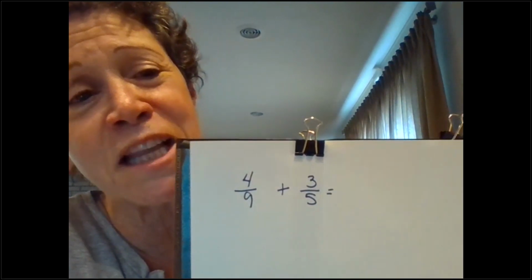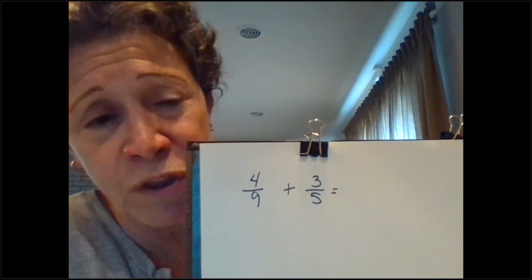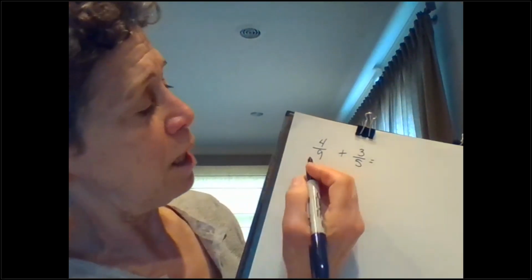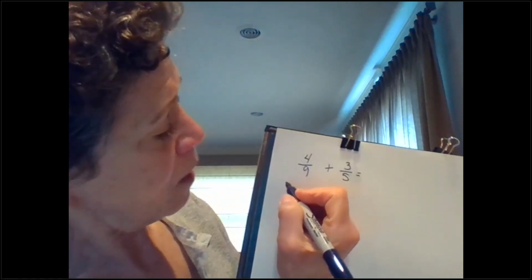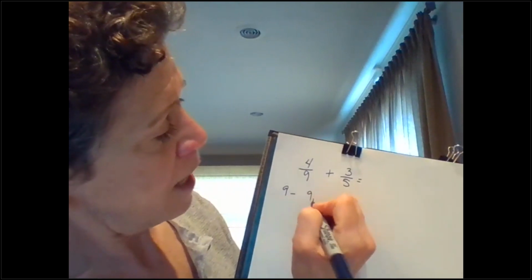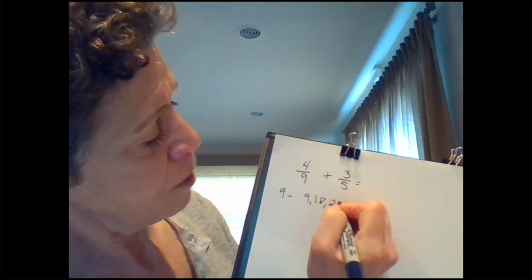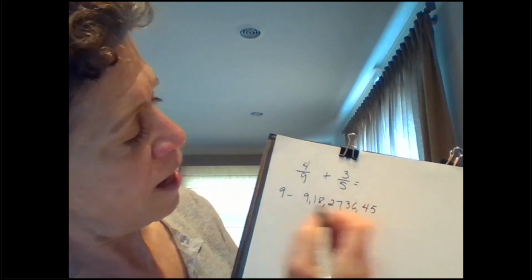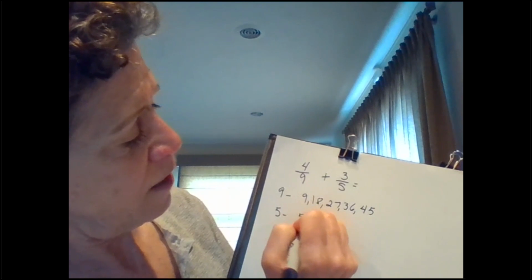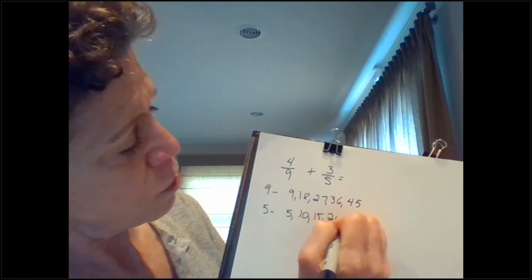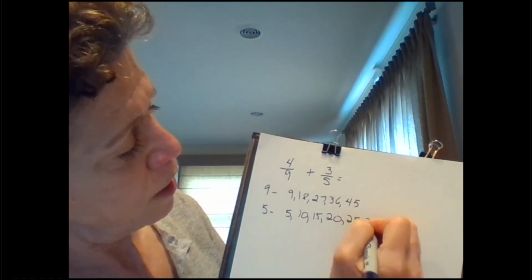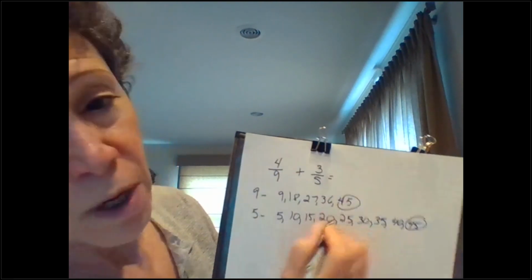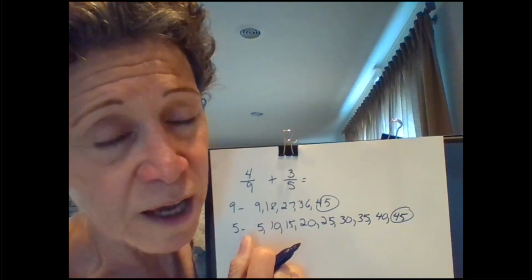Okay. Alicia, I'm going to agree with you, let's just do it. Let's play it out. So 9 is 9, 18, 27, 36, 45, and 5 is 5, 10, 15, 20, 25, 30, 35, 40, 45, and I'll agree with you that the lowest common multiple is 45.